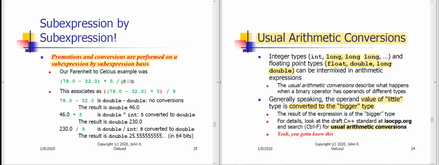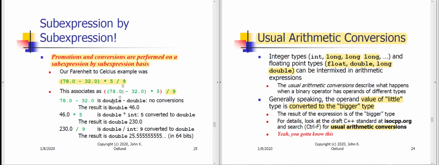We were careful, and I didn't emphasize this, but we were careful when we wrote our Celsius to Fahrenheit conversion example to perform the double precision subtraction first, which gives us a double precision result. Now that double precision result times an int causes the 5 to be converted to double. The result is double, which in turn is then divided by 9. So division by 9 is the last thing that happens, and we get a double precision result.